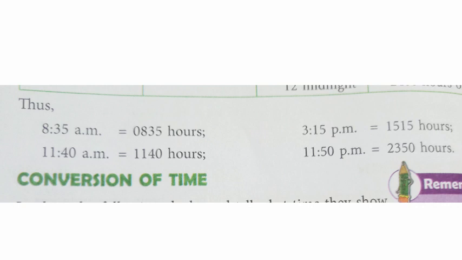Okay, 3:15 p.m. For p.m. we write 12 plus 3, that is 15 hours. Similarly 11:50 p.m., we know that 12 plus 11 is 23, so we will write 2350 hours. Don't get confused about why we are writing 23 here and where it has come from. Let me tell you again: whenever your timings are after 12 noon, you have to add 12 to the hours. So if it is 11, you will add 12 plus 11, which will give you 23. If it is 3, 12 plus 3 is 15.